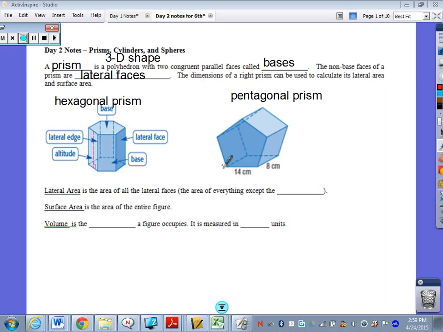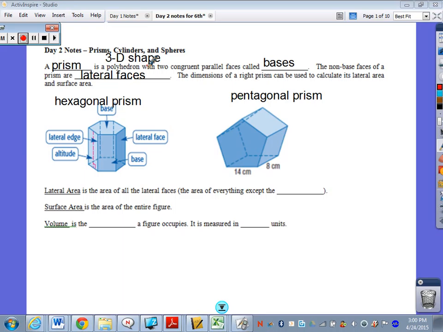Okay, so today you need to get out day 2 notes and also your formula sheet because we will be using that as well. So get that out. And we're going to learn about prisms and cylinders. So once you have your packet, we're going to fill this in. So if you need to pause it for the students to get out the packet, please do that.